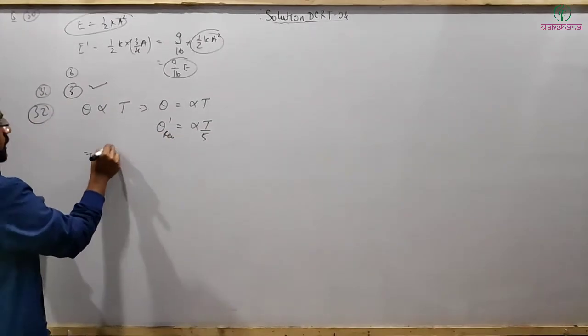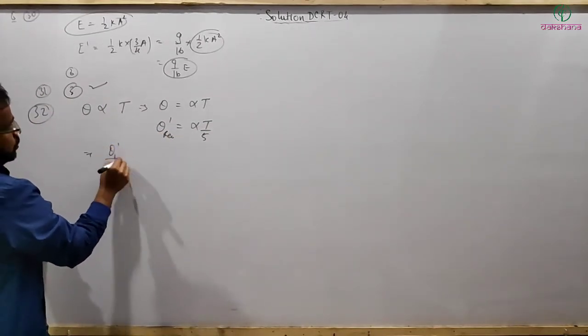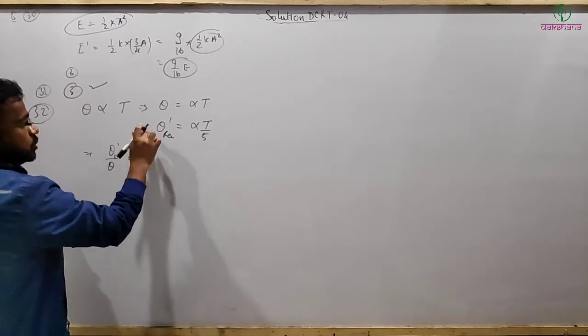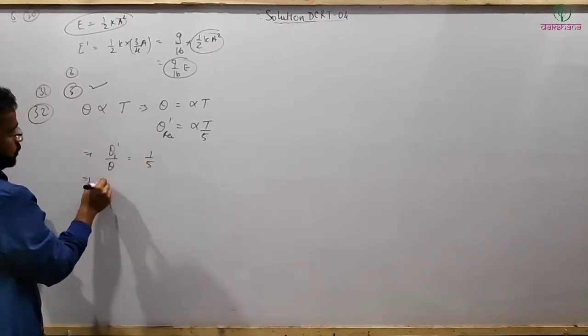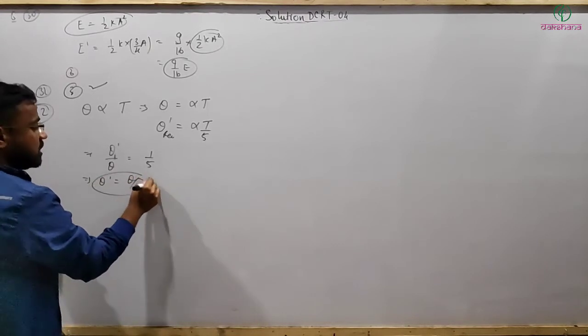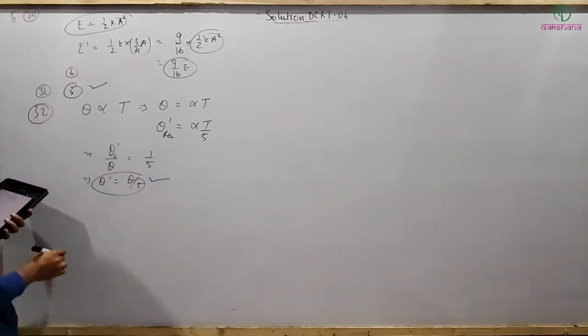This implies I can write Q rejected, Q prime, divided by Q is equal to 1 by 5. This implies Q prime is equal to Q by 5. So this is the amount of heat rejected. That is matching with option number 2.